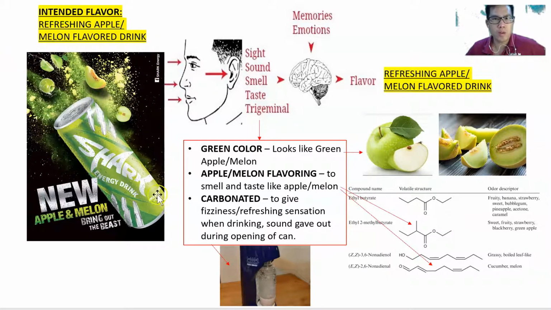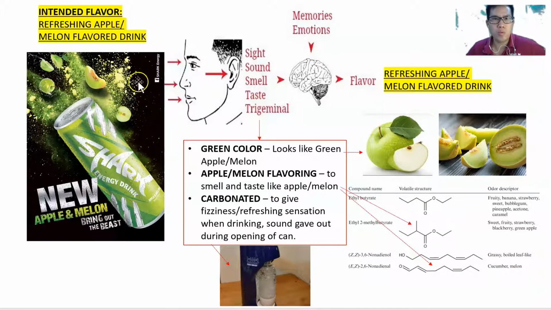So for example, I got this product over here, which is what we call the apple. The intended flavor for this product is a refreshing apple and melon flavored drink. Okay, you can see from this poster, it has apples and lemons. Very appetizing, and there's fizziness to give you that kind of refreshing perception.